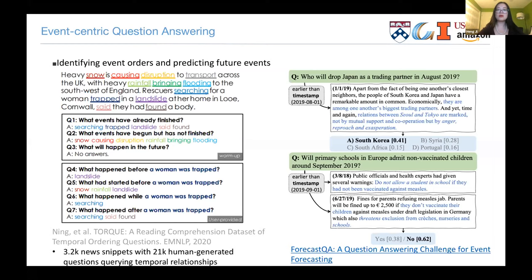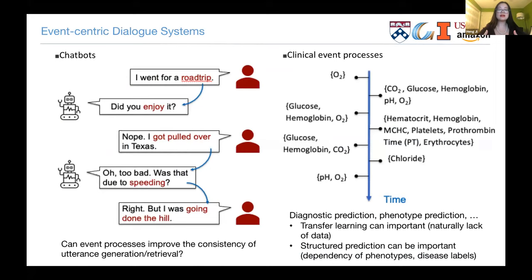And similarly, we can use this kind of system as part of dialogue, and we can then let the user talk about their whole story, and then we can give a more accurate answer. For example, on the left side, we show an example, this person is talking about what happened during the road trip, and then we can provide some suggestions or maybe clarify the situation in a very effective way.